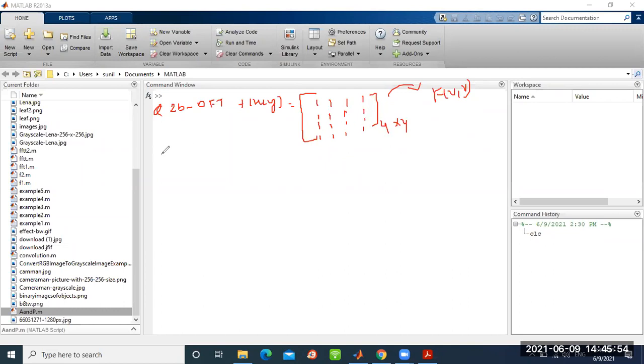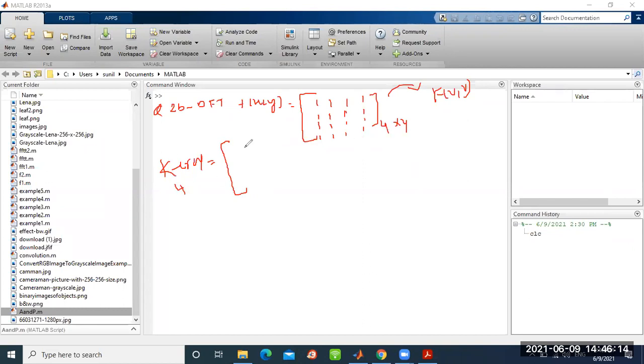Fine. Now the base function for this 4 cross 4 matrix is given as, okay, the base function of kernel is given as, it is predefined. The kernel is always predefined. याद रखना है, हर एक साइज के लिए kernel का different value होता है.